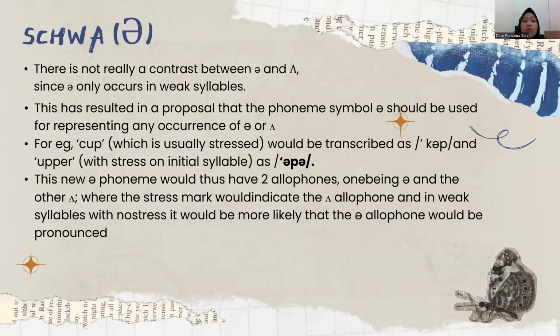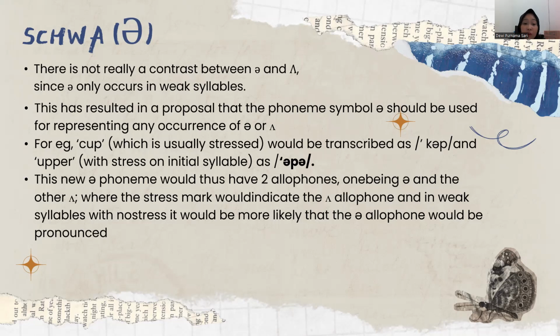Okay, next we go to schwa and the strut vowel. There is not really a contrast between them, since the schwa only occurs in weak syllables. This has resulted in a proposal that one phoneme symbol should be used for representing any occurrence of either. For example, cup, which is usually stressed, would be transcribed with the stress mark, and upper, with stress on the initial syllable, likewise.